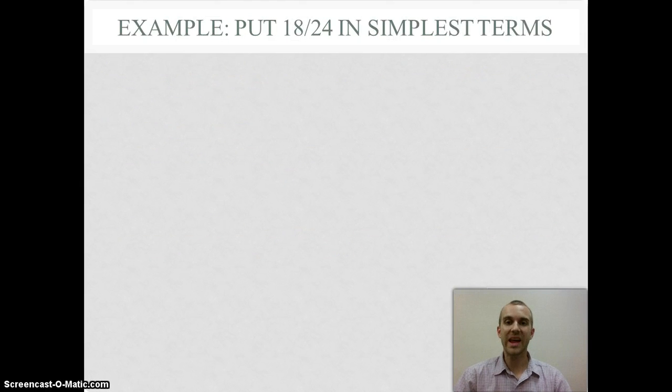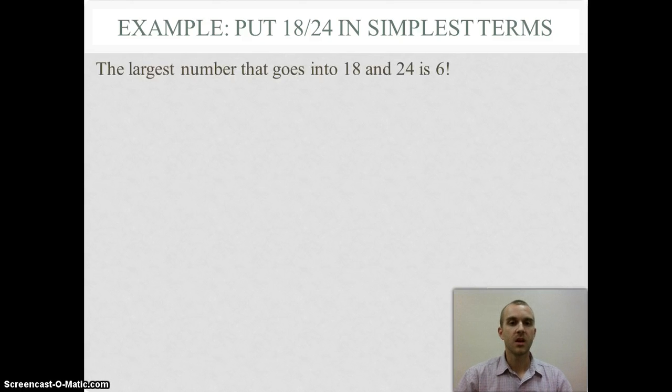So say we want to put 18/24 in simplest terms. The largest number that will go into both 18 and 24 is 6. 18 divided by 6 is 3. 24 divided by 6 is 4. So that tells me that the simplest form of 18/24 is 3/4.